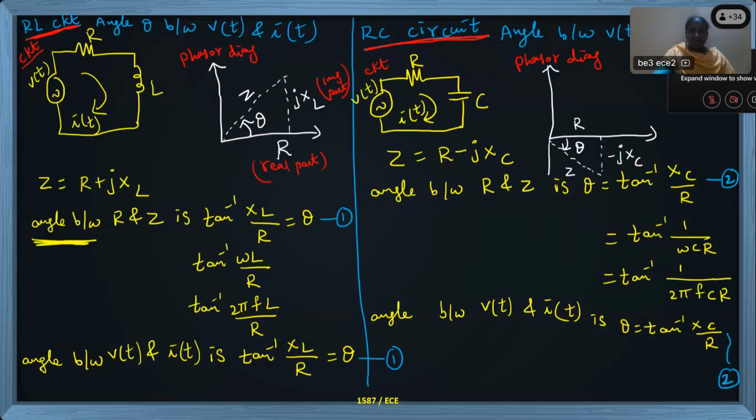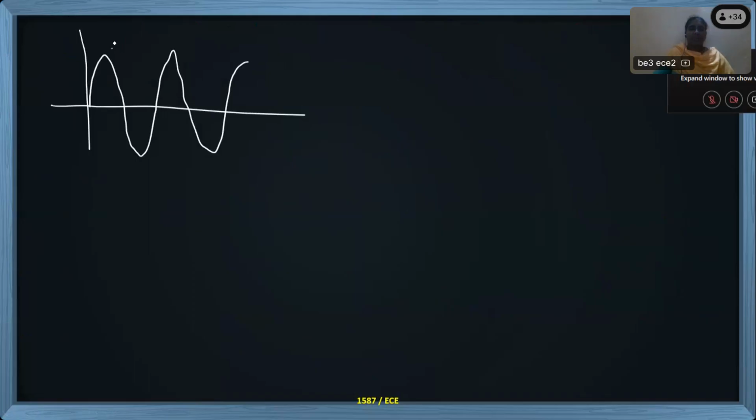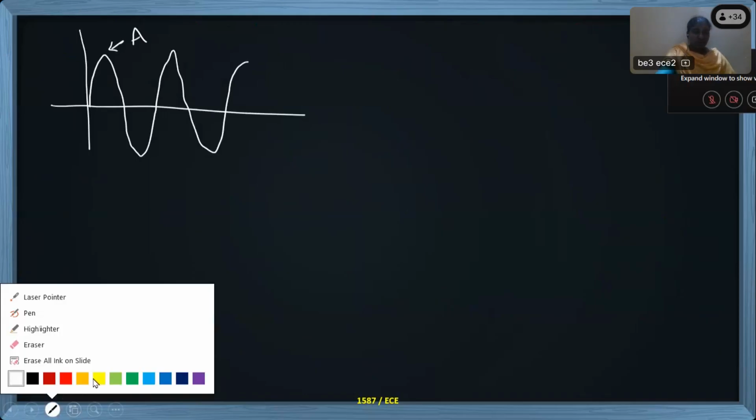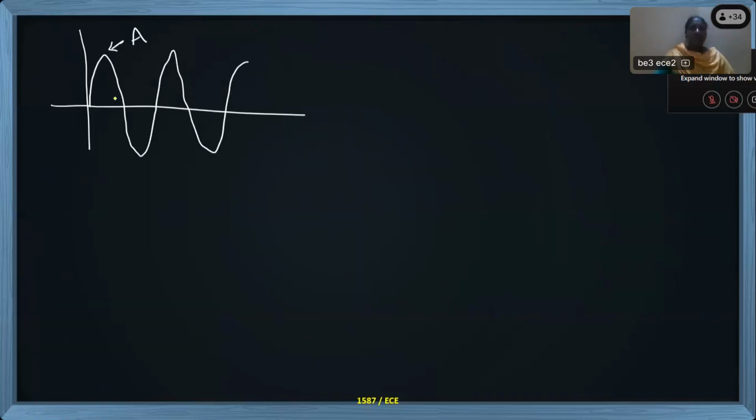Now I will tell you some more information. If we have two sine waves, let us assume three sine waves. This is sine wave A, the white color is A. Now I am drawing one more wave with some delay.